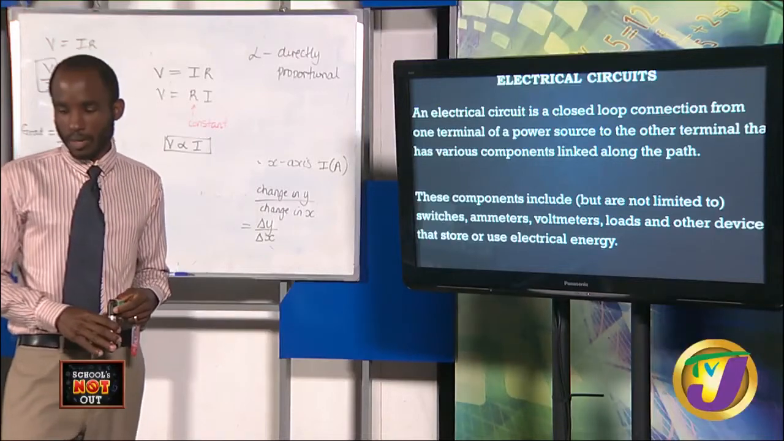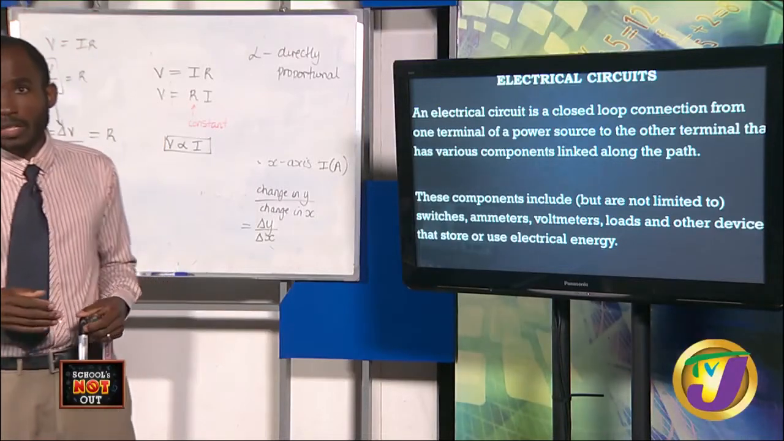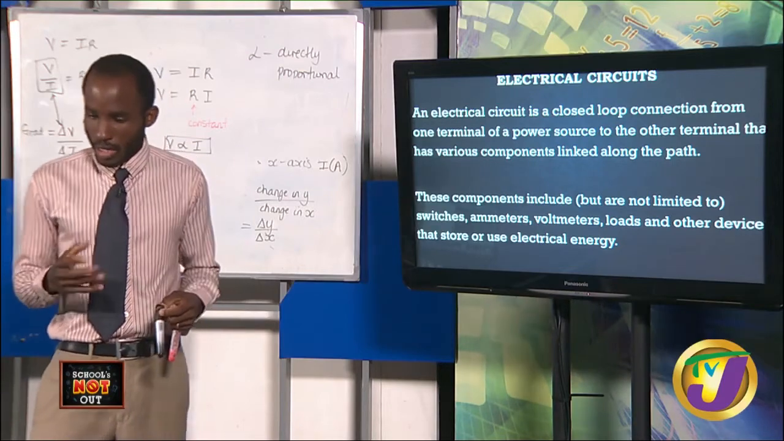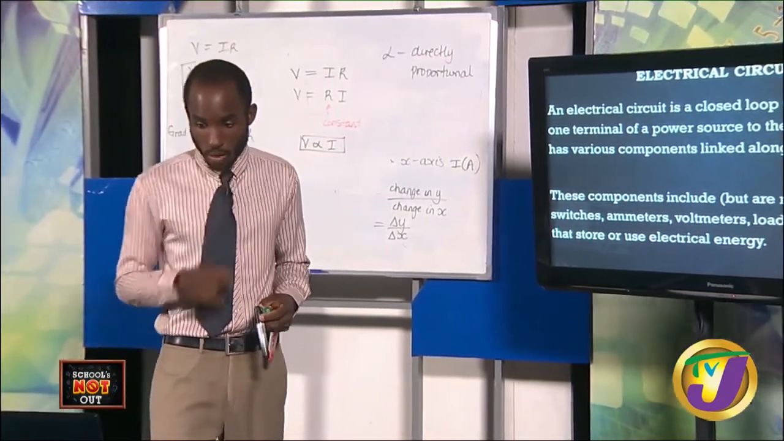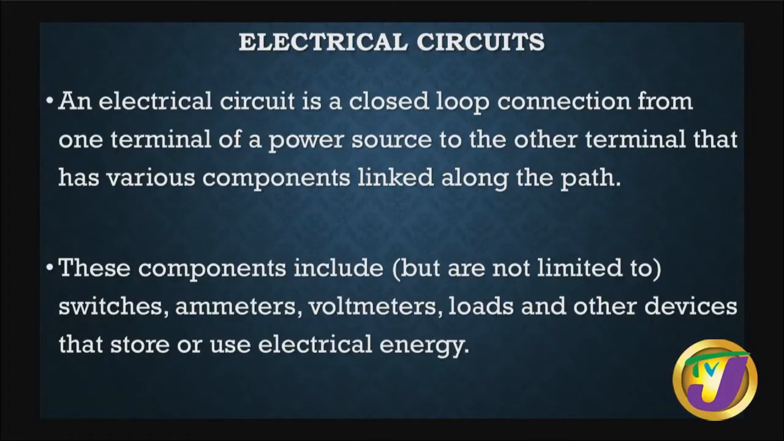We're going to look now at a bit in terms of the electrical circuits themselves. An electrical circuit is a closed loop connection, and you must bear this in mind, closed loop, from one terminal of a power source to the other. So power sources have 2 points, where the current leaves and where the current comes back. So once you create a closed loop from one point to the other of the terminals, you have created a circuit, and then this loop has various components linked to it.